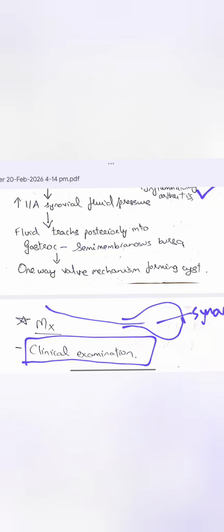Now without further ado, let us understand the management protocol. First thing is you need to go for proper clinical examination of the cyst, proper palpation, multiple tests positive, fluctuation, sometimes trans-illumination. Why is it important? Because the cyst fluid is synovial fluid. It is the extension of the intra-articular fluid. It is the synovial fluid of the joint. Am I making sense? So clinical examination is important.